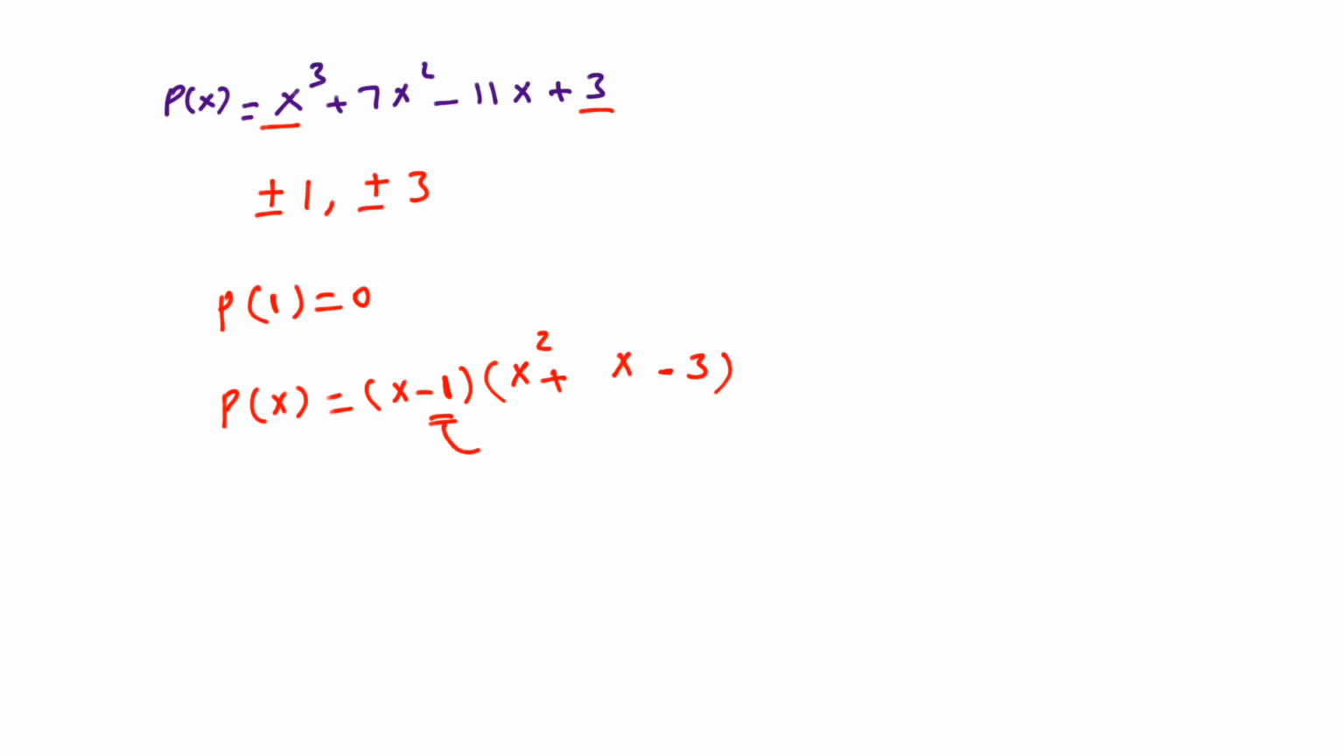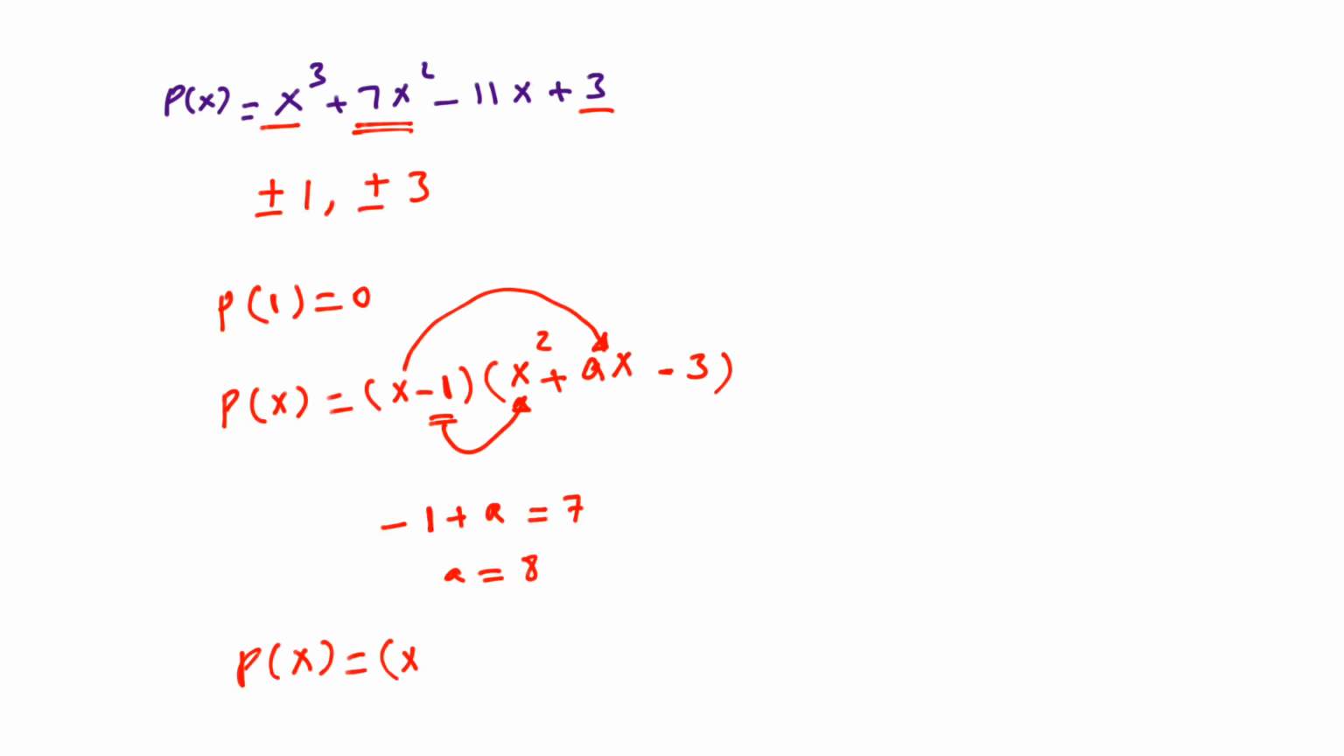If we multiply negative 1 by x^2 and x by ax, we assume the coefficient is a, we have negative 1 plus a times x^2, which is 7. The coefficient of x^2 on the other side is 7. That means a is 8. P of x can be factored as x minus 1 times x^2 plus 8x minus 3.